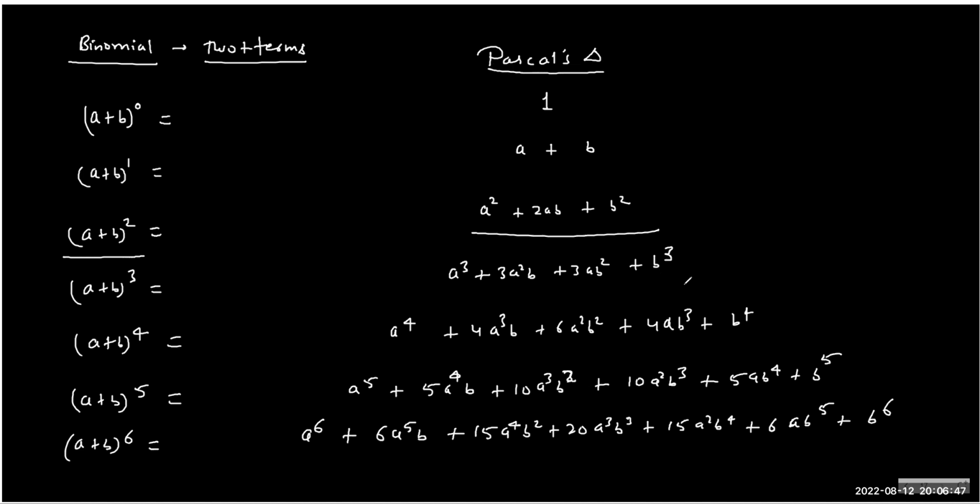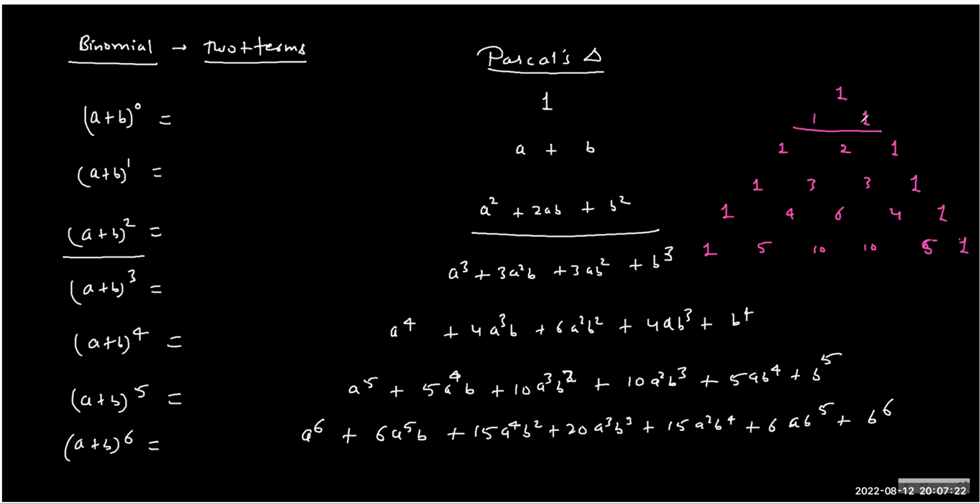So remove a and b. If you remove a and b, you can see something really simple. It is 1, then 1, 1, then 1, 2, 1, then 1, 3, 3, 1, then 1, 4, 6, 4, 1, then 1, 5, 10, 10, 5, 1, and so on. I don't have space, so I'm leaving it. The coefficients are forming a triangle that is called Pascal's triangle. And you have to just remember up to here.